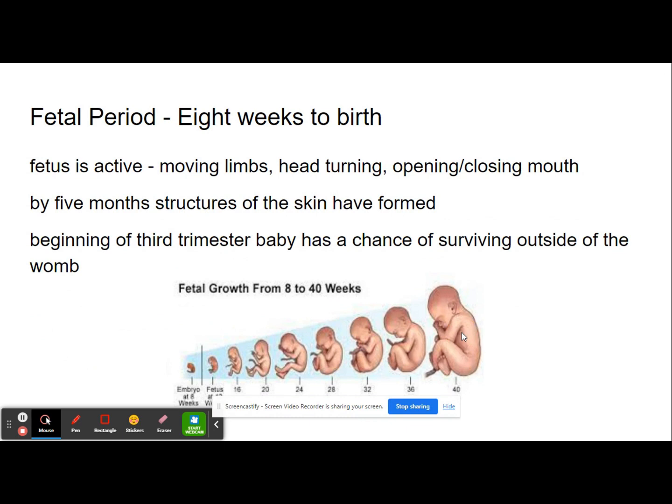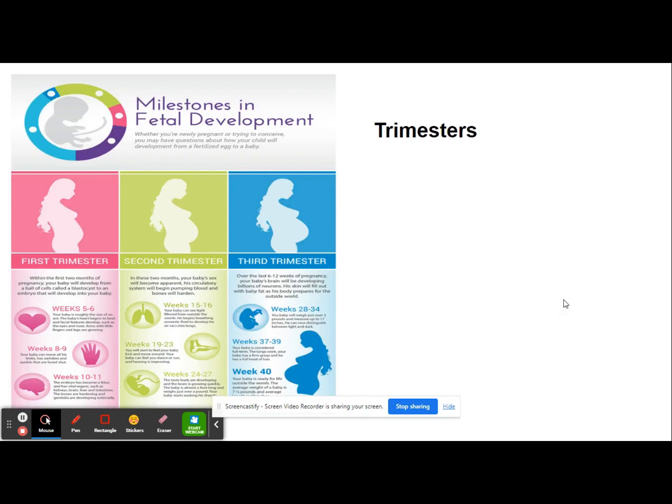The fetal period, 8 weeks to birth. The fetus is active, moving limbs, turning its head, opening and closing its mouth. By 5 months, structures of the skin have formed. At the beginning of the 3rd trimester, the baby has a chance of surviving outside the womb. In the 3rd trimester, the baby's lungs develop, and as soon as the baby is able to breathe on its own, that is a huge indicator of survival outside the womb.